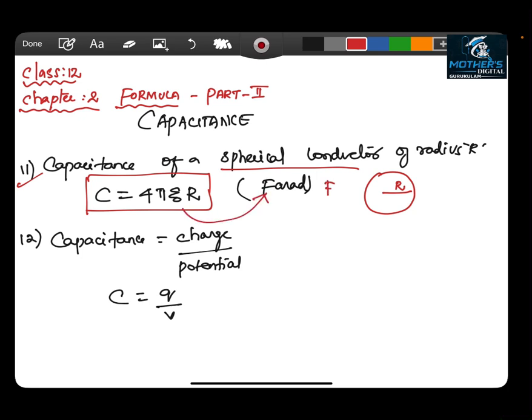The next formula, based on general definition, capacitance can be written as C equal to Q by V. Q is the charge, V is the potential difference. So Q is measured in coulomb, V is measured in volt. So we can write coulomb volt per minus 1 as our SI unit for capacitance.